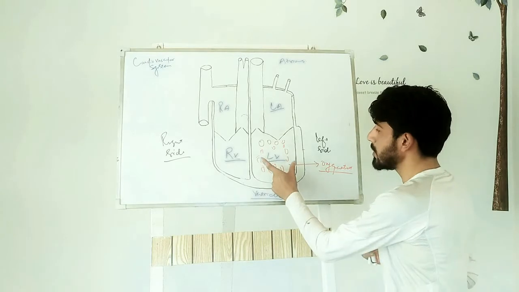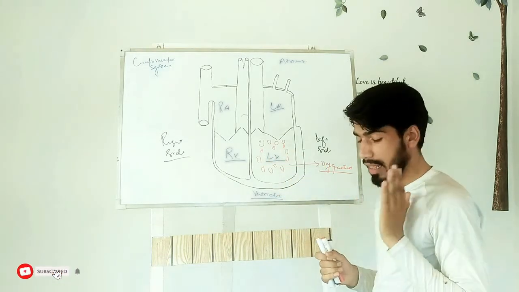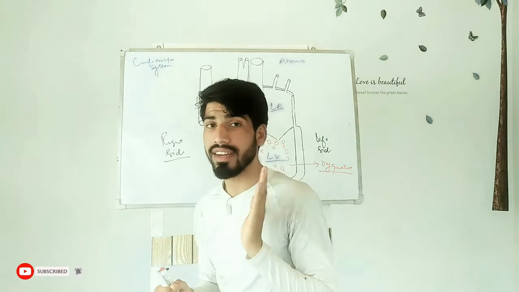So in the left ventricle, the blood is oxygenated, which means the blood is rich in oxygen.